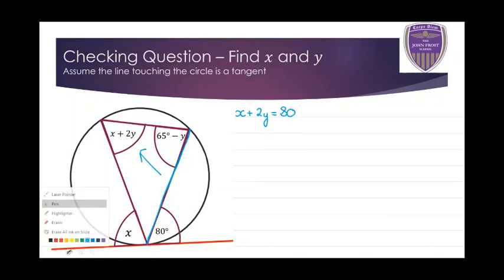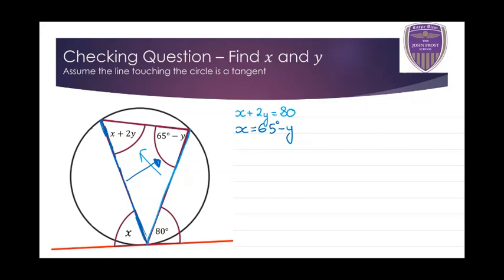Now let's have a look at the angle x at the bottom as well, okay? So we've got our tangent, and we've got our chord here as well, okay? And which angle is opposite this dark blue chord? Well, it's this one over here, okay? So that means that x is equal to 65 degrees minus y, okay?